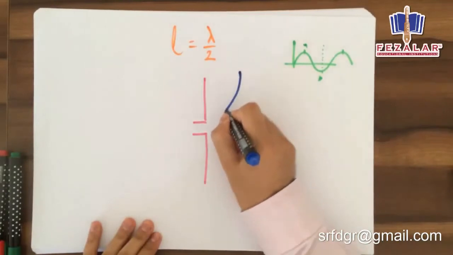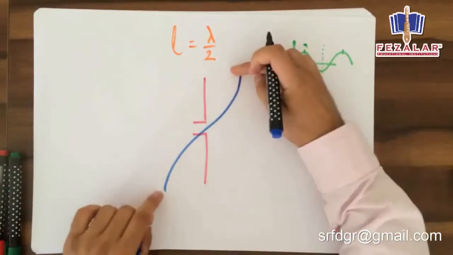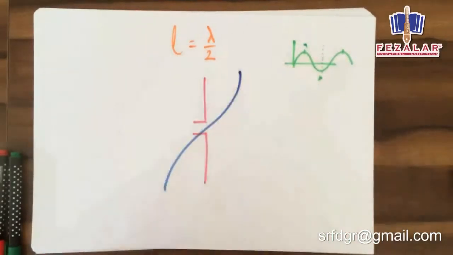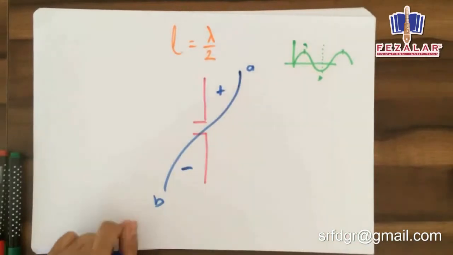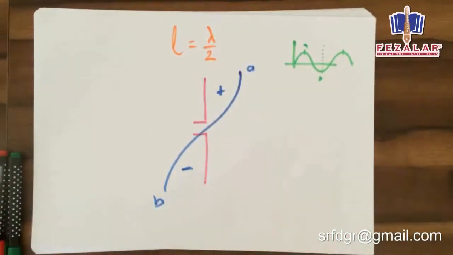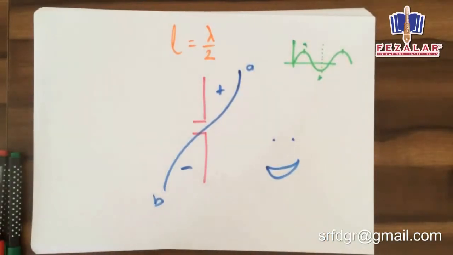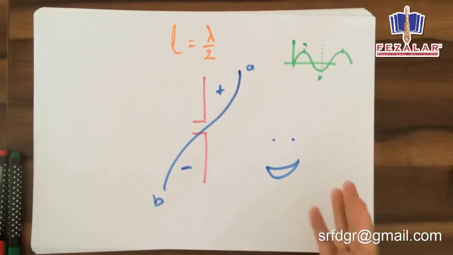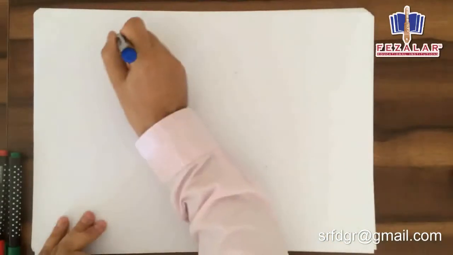Let's draw our wave. Here is A and here is B. As you see, this length is half of the wavelength. Here is positive, here is negative. Remember generation: positive moves up, negative moves down. And so we are so happy because there is transmission of the electromagnetic wave. And there is another method, which is called the quarter wave antenna.